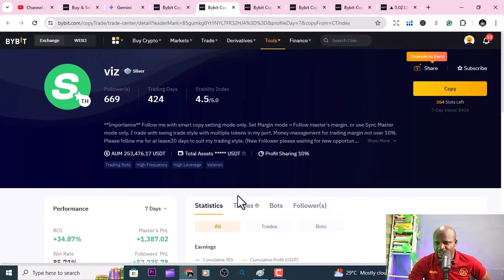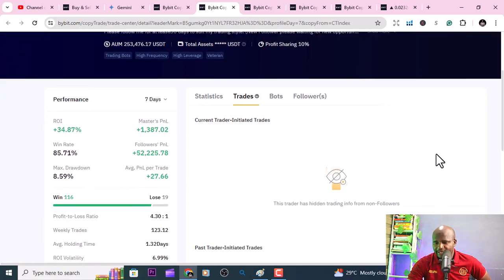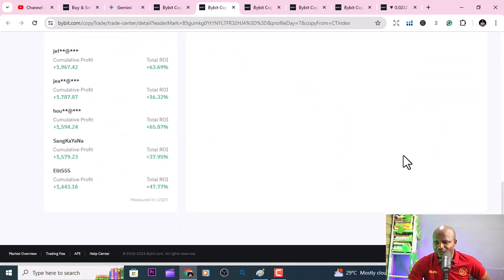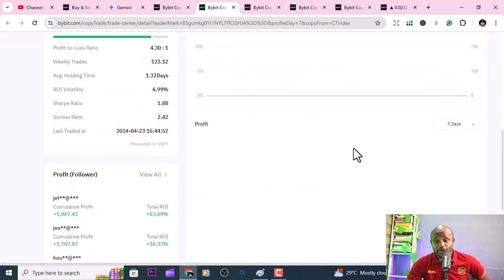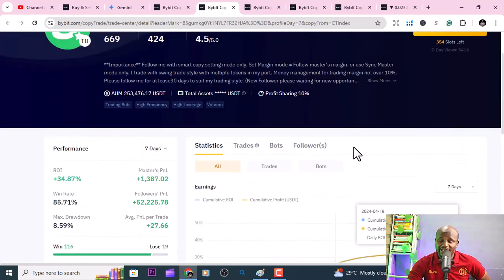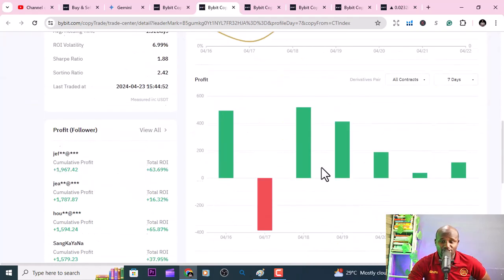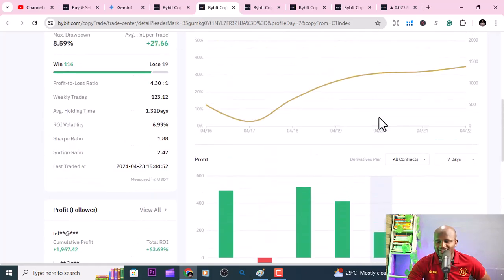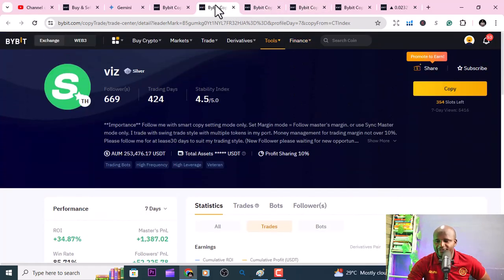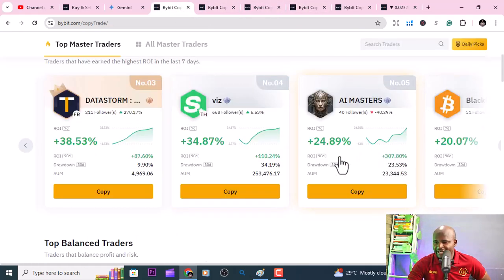It's today that I'm seeing this, and he has hidden some of his trades. But you can go under statistics and check trades, and you should see the trading pairs this person is using consistently. So this person is using BTC USDT consistently. That's his trading pair. That's good. So let's go to the final one for today, AI Masters.